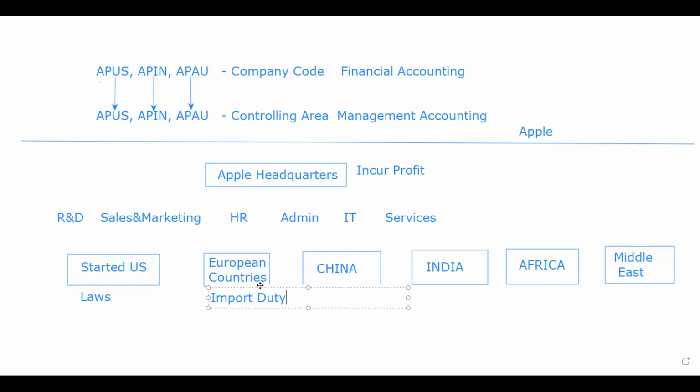Yes, no, Jay? Import duty. There will be duty, right? If any foreign good is coming to my country, will I allow it freely, or will I tax it? I will tax it. That is what I am saying. Now you manufactured your product in Apple headquarters in the US, and now you are shipping it to European countries. They will levy some import duty. Yes, definitely. Similarly, every country will levy some duty, and this duty will change from country to country, right?